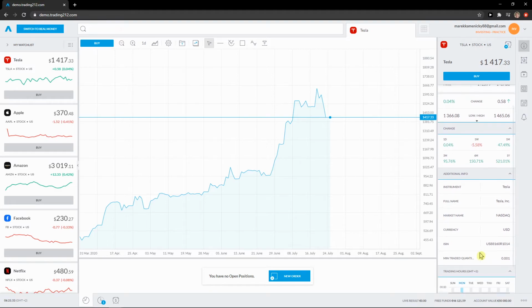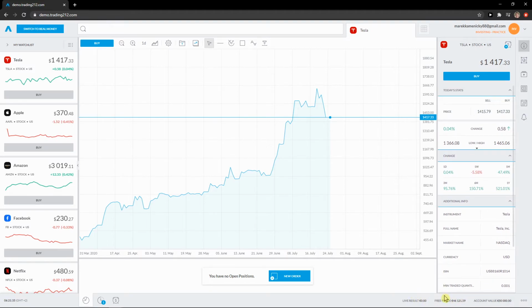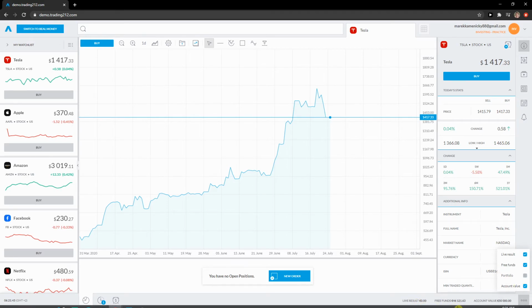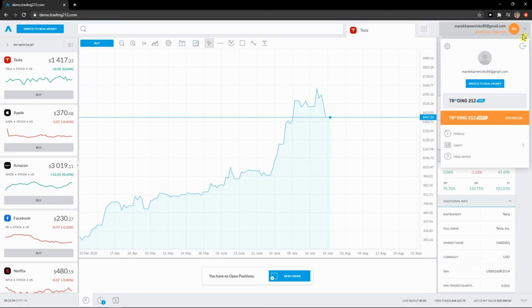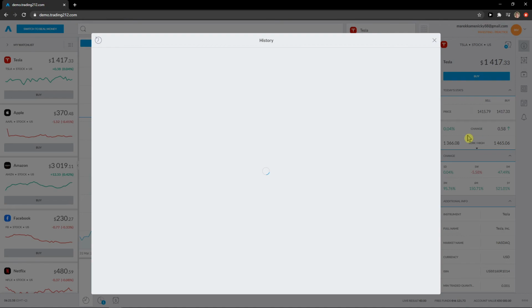Right now, you can see in the right down corner that free funds are 46,000, account value 50,000, and results 0. You don't see the invested money right now here, only because I placed the order when the market is not on. So that's pretty much it. And when you click history, it's deposit.